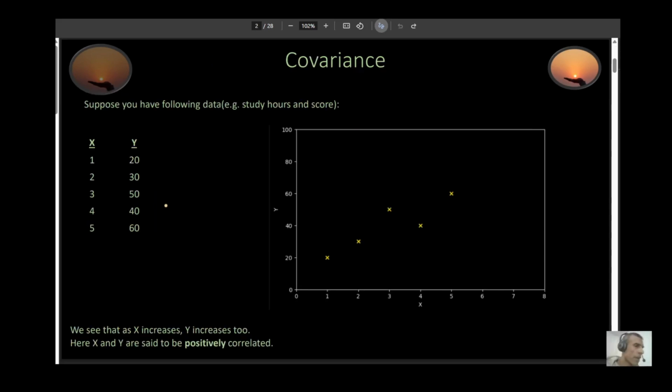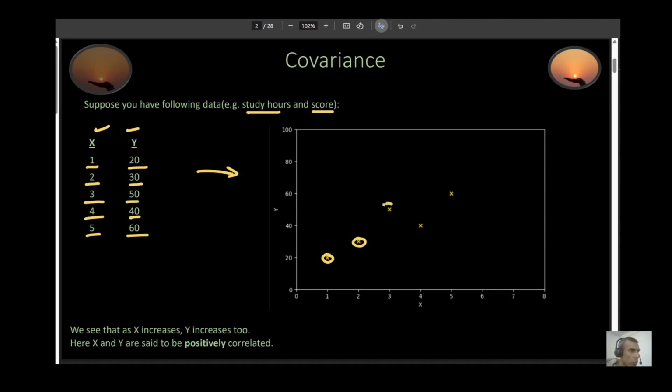So suppose you have the following data, X and Y. Your X could be anything. It could be, let's say, study hours, and your Y could be score. And I plot them over here. So the first one is if a student studies for, let's say, 1 hour, his score is 20. So this would be this point right here. If a student studied for 2 hours, he scored 30. That would be this point. And if he studied for 3 hours, he scored 50, 4, 40, and 5, 60.